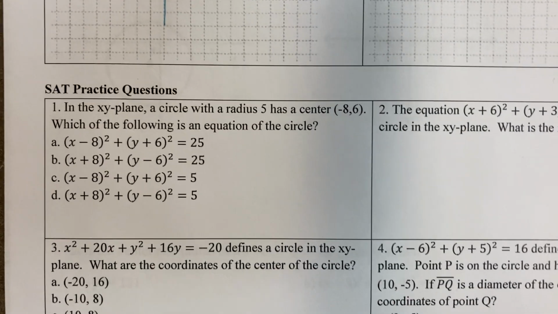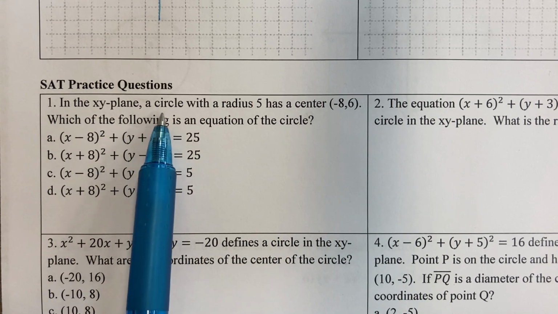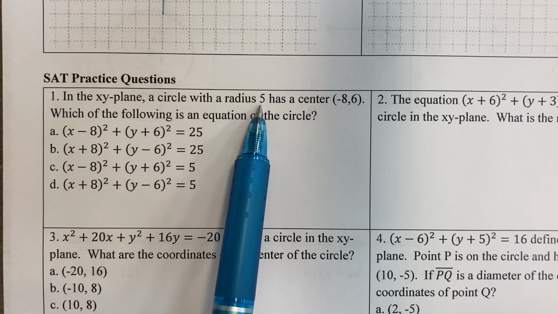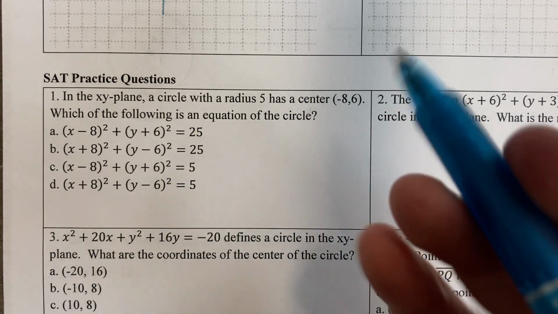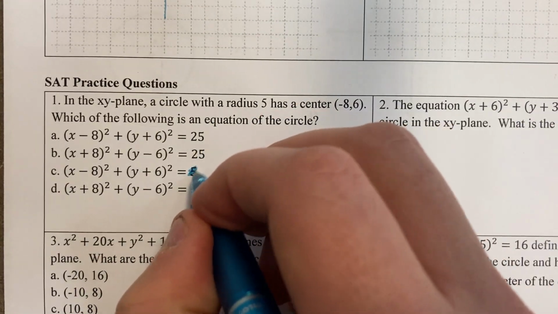Okay, next. Here's some more examples of some questions you could see. These are SAT practice questions. In the XY plane, a circle with a radius of 5. So that means r squared equals 25. So we don't want this or this. We want r squared.